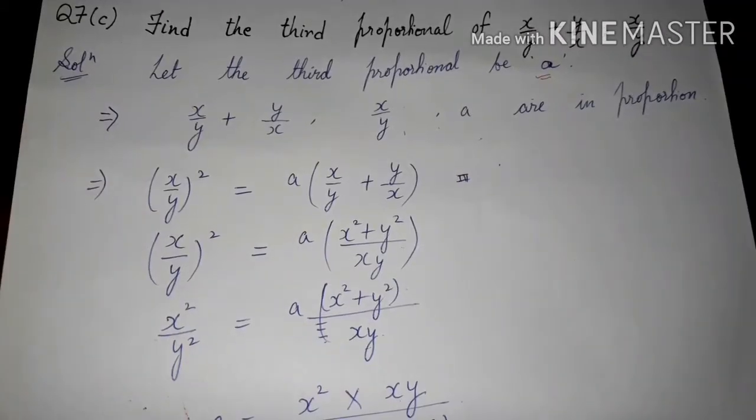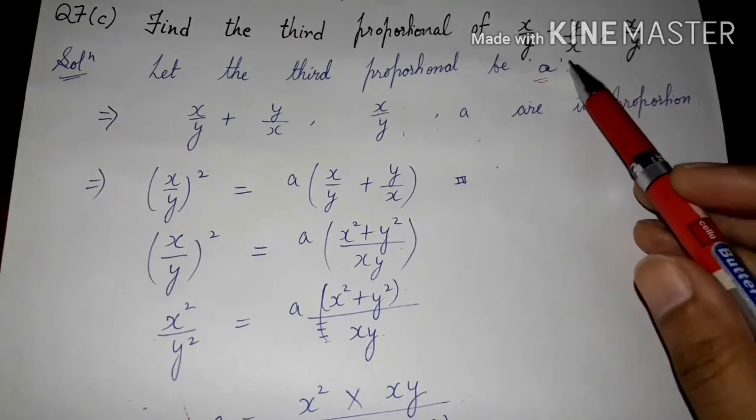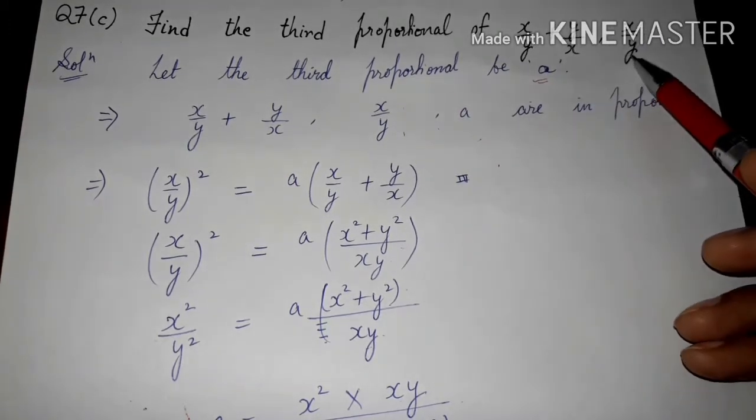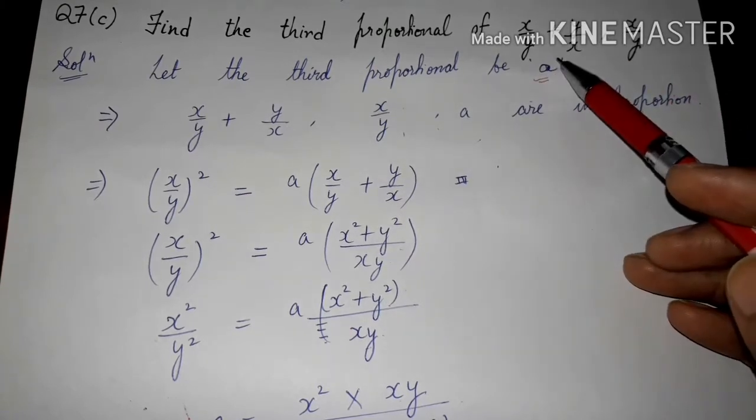Now question number 7, C part. Find the third proportional of x upon y plus y upon x, comma x upon y. That means these two are the first and the second proportional. First proportional is this, second proportional is this, and you have to find the third proportional.